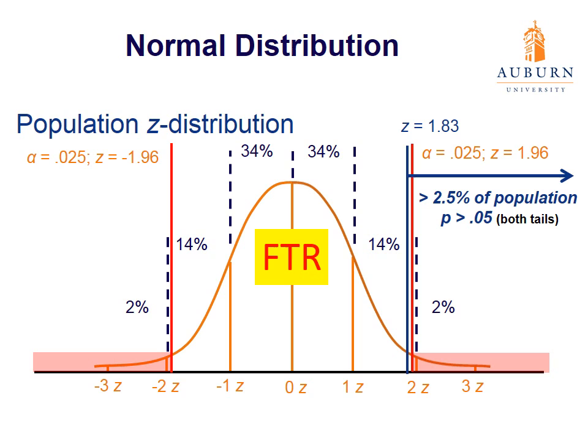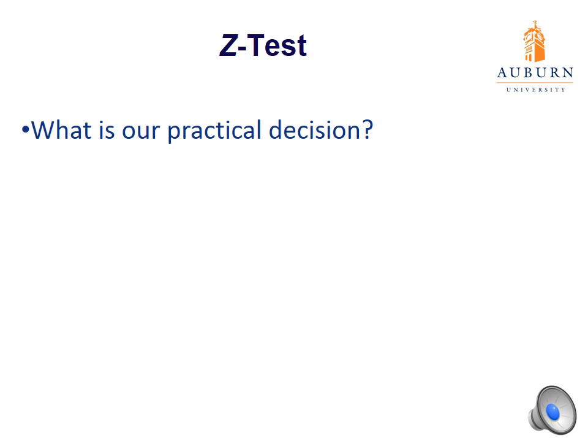And so we're concluding that there appears to be no difference between the two training programs. So that was our statistical decision. We still have one more step, step number 7, which is our practical decision. Now our practical decision is what we would actually do in real life or in practice.